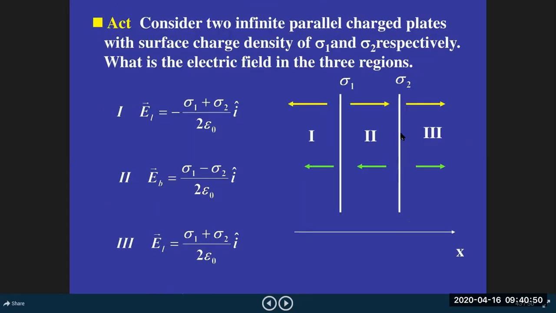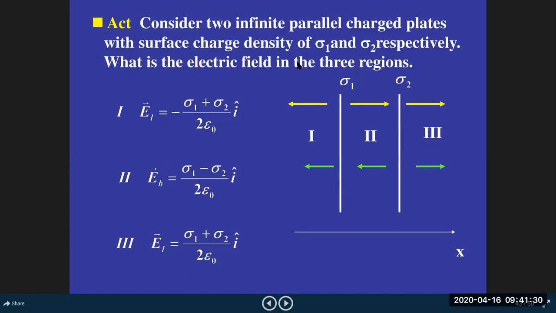You will try your best. The first case you have to try; take it as homework, or you will do it on your own. This was the case. Now you have to generalize the case. This is the generalized case. Where the charge density on the first plate is positive, plus sigma 1, and the charge density on the second plate is negative, say minus sigma 2, then what will be the result? What will be the three cases you have to calculate?